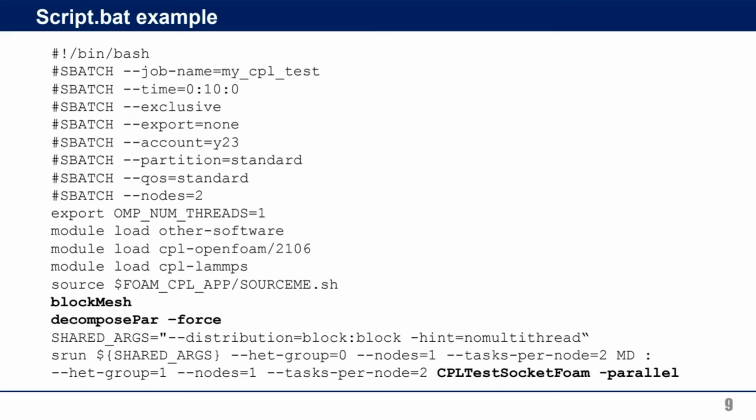And here's the same batch script, but this is the only change you have to make to go from a dummy case to an actual OpenFOAM simulation. So you're running blockMesh and decomposePar, of course. And there you're replacing the CFD dummy with the name of the executable.